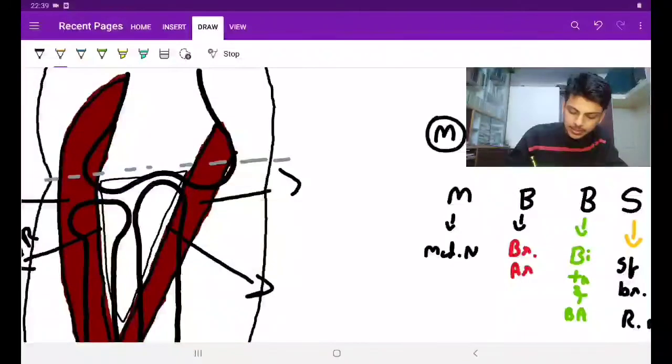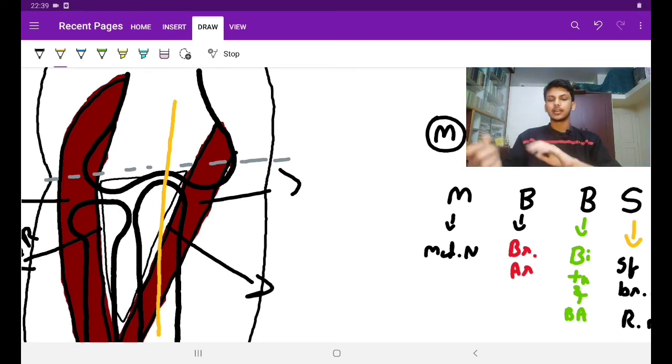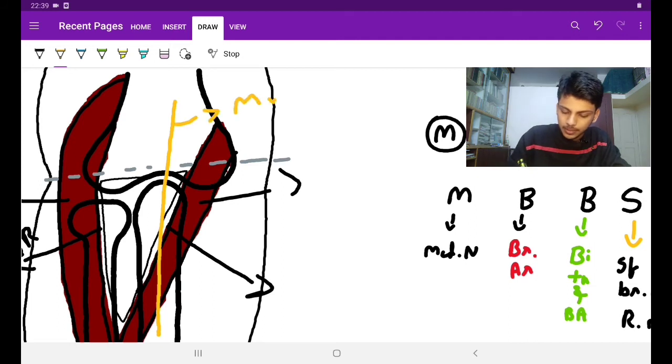See the MBBS, M is the median nerve. Median nerve, we studied that now. It is coming from the brachial plexus. So the median nerve is going in the cubital fossa, because the cubital fossa is also in the middle part of the elbow. So it is coming from the arm going into the forearm through the cubital fossa. So this was the median nerve.